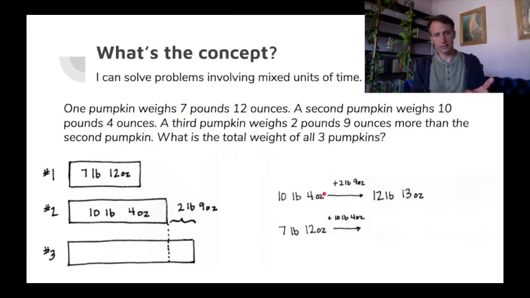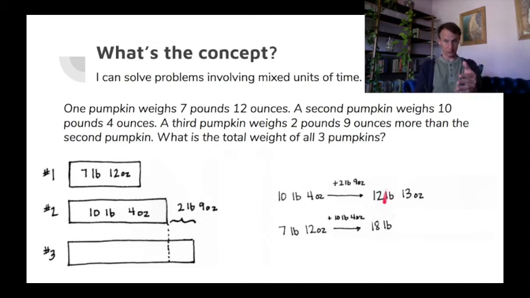Let's add pumpkins 1 and 2 together, rather. So 7 and 10 are 17. 12 and 4 are 16 ounces. So it's 17 pounds, 16 ounces. That 16 ounces is the 18th pound. That's why we have 18 pounds here.